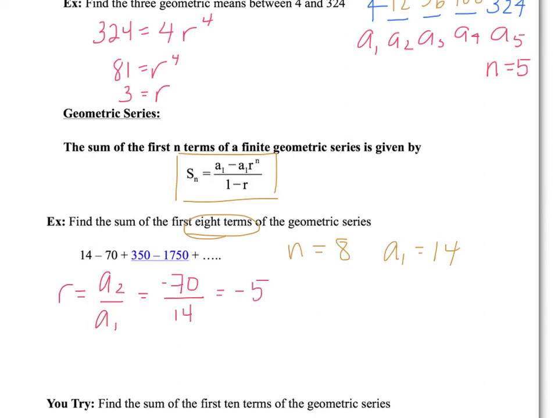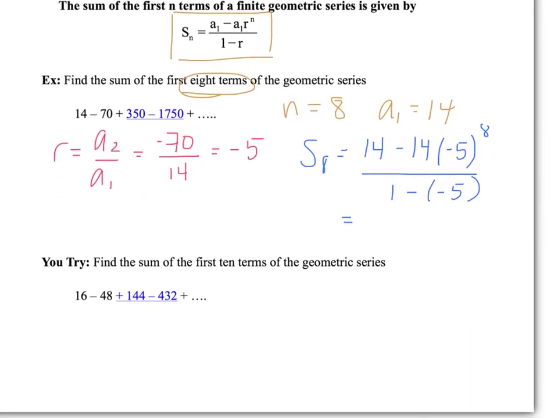So when I have a sub 1, n, and r, I have all the variables that I need for my formula here. So I'm just going to plug this in. S sub 8 equals my first term minus my first term times r, negative 5, to the n, which is 8, all over 1 minus r, which is negative 5. This just requires some simplification. So I'm going to have 14 minus 14.